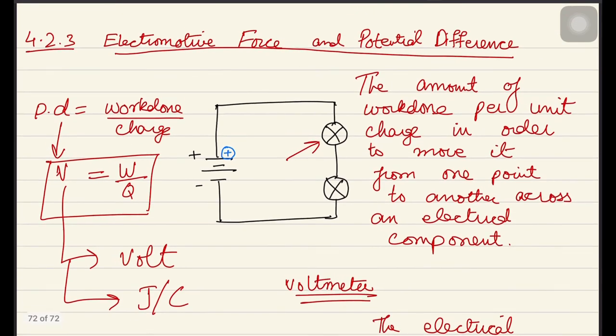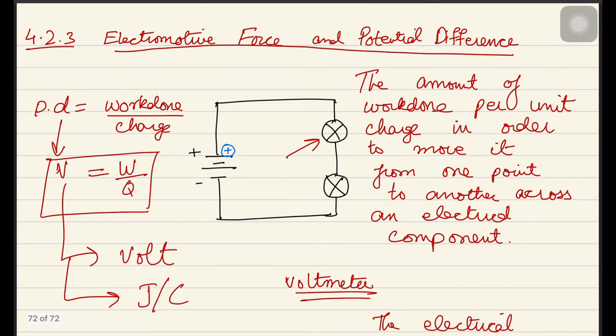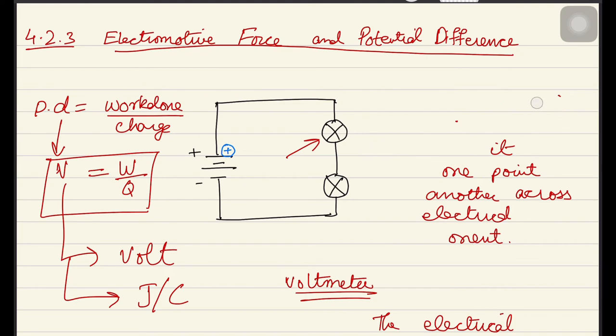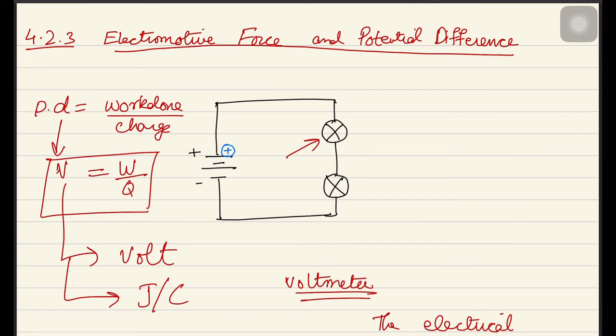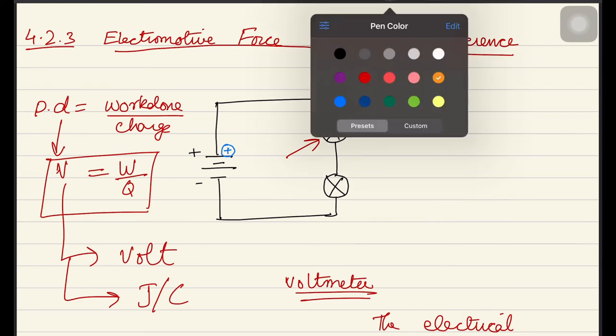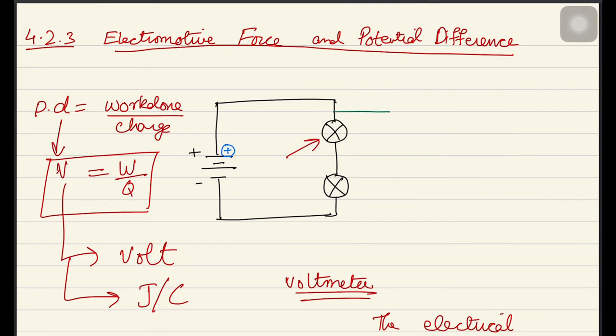Okay, now we have to see how we can attach a voltmeter in an electrical circuit to measure its voltage or the potential difference. So let me just remove this definition. Now I'll write it over here. So we attach the voltmeter in parallel. That's the parallel combination. That's the voltmeter, I represent it with V. There you go. That's how we attach the voltmeter with the bulb so that we can measure its potential difference.